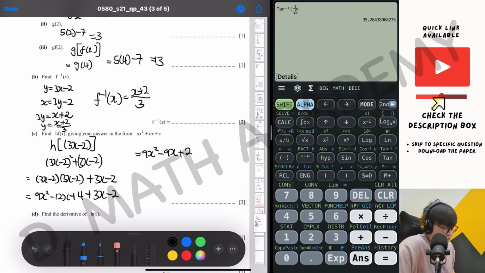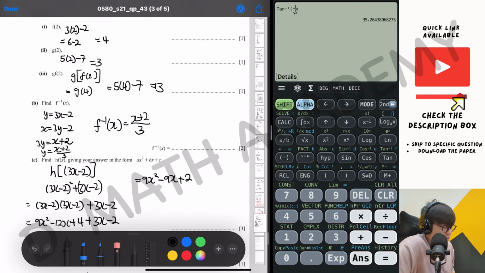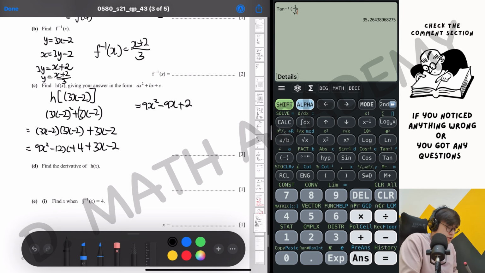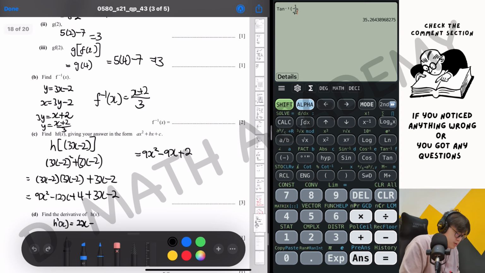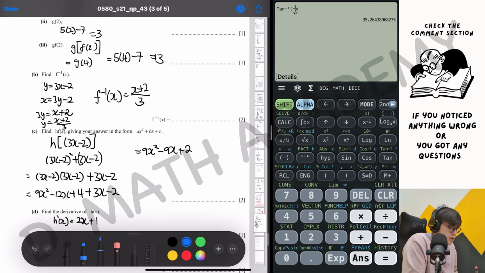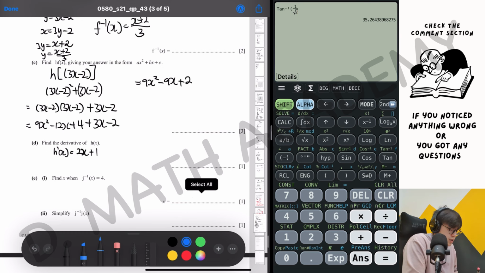Find the derivative of h(x). Okay, you are required to differentiate it. So this will be the final answer. For those who are unsure how it works, h(x) is x squared plus x.